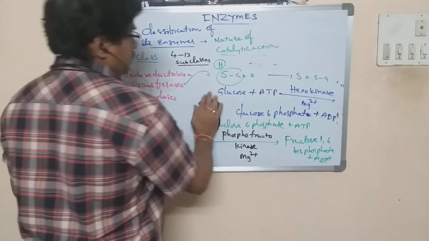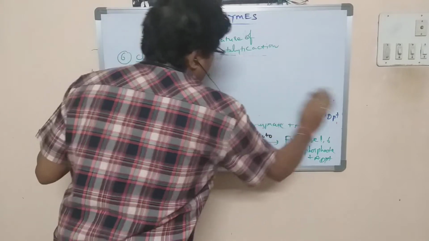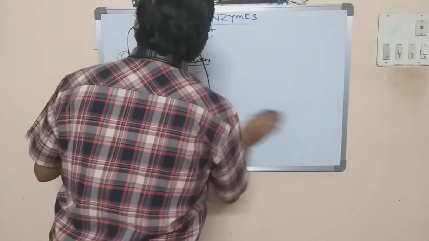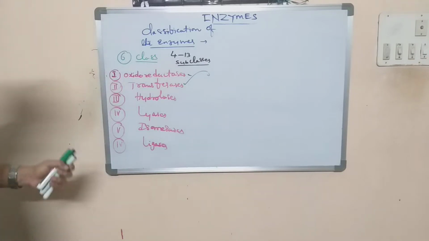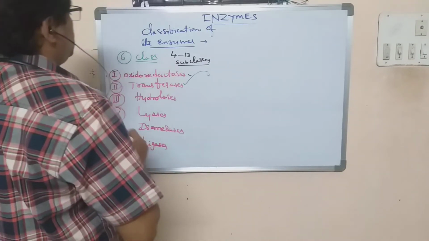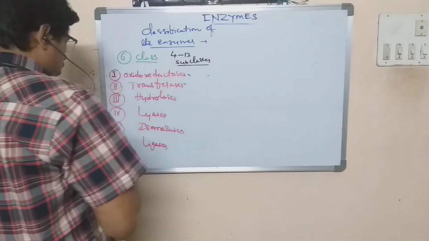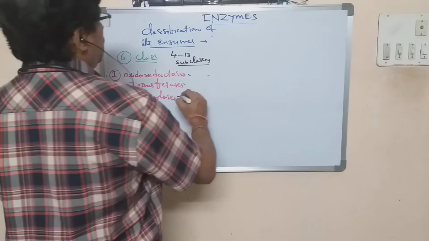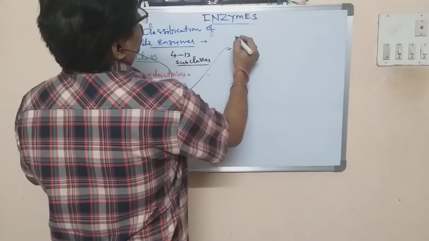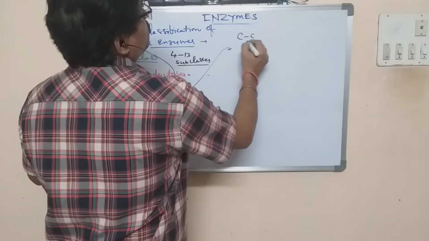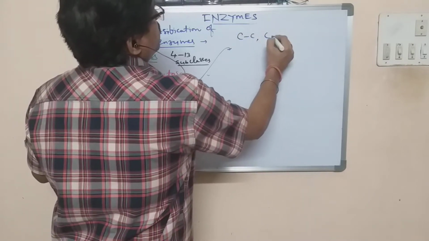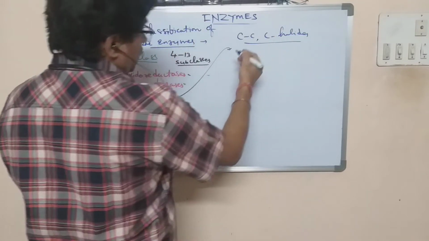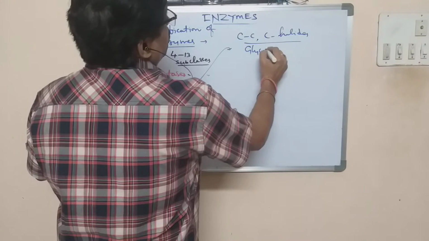The second class of the enzymes are there. Next, another one is called the third one, hydrolysis. In the case of hydrolysis, compulsorily in the presence of water, the enzymes will act here. In this case, they are going to break bonds, carbon bonds as well as carbon halides. They are going to break even glycosidic bonds.